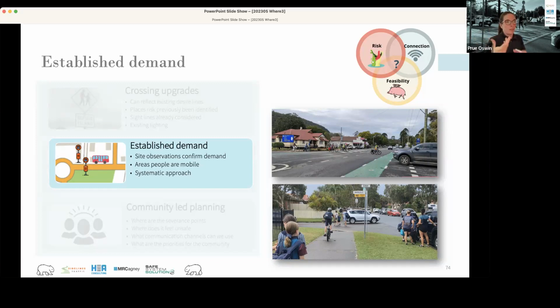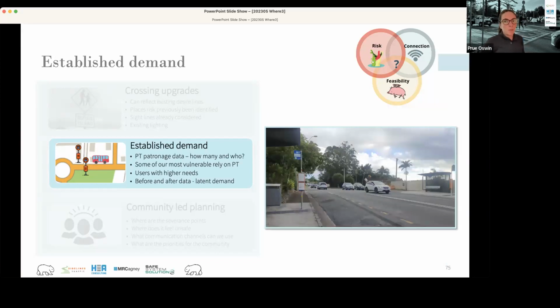So, a fairly crude model is we will upgrade the crossings around our town centres or around each of the side roads of our primary schools or secondary schools, because we know this is an issue. So then we can target it where there's risk. We know connection is needed. Feasibility, not sure about that as well.